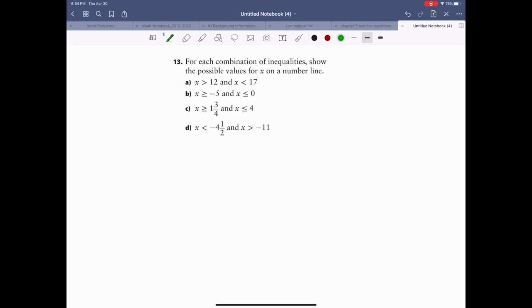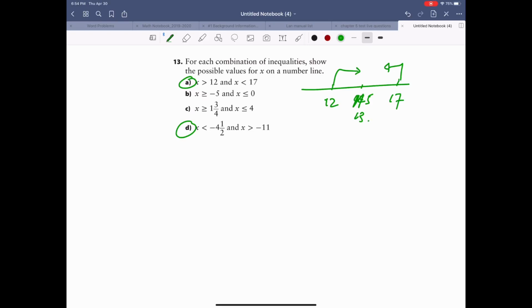Let's do this one and this one here. So here x is bigger than 12, smaller than 17. Here's 12, here's 17, so x is in between here. You can give me an example: 14.5, 13, whatever.